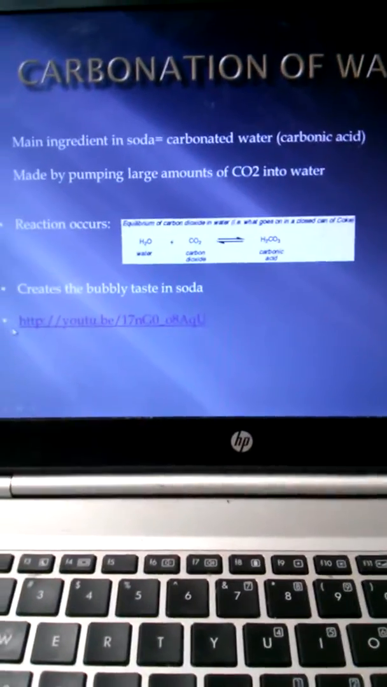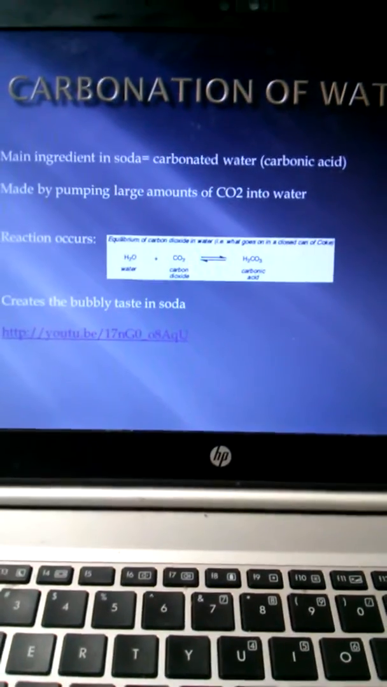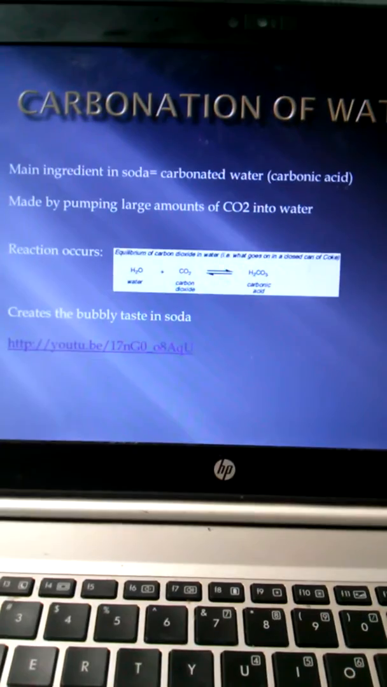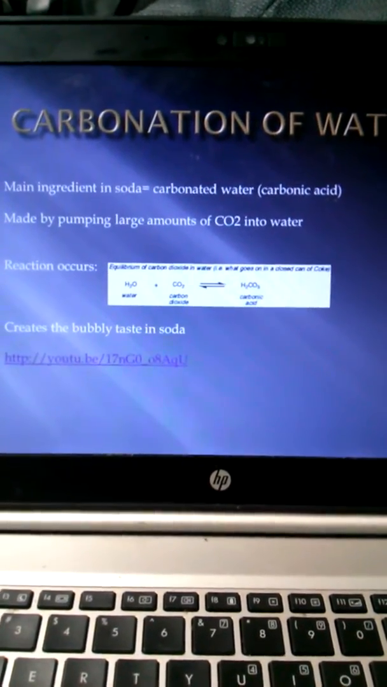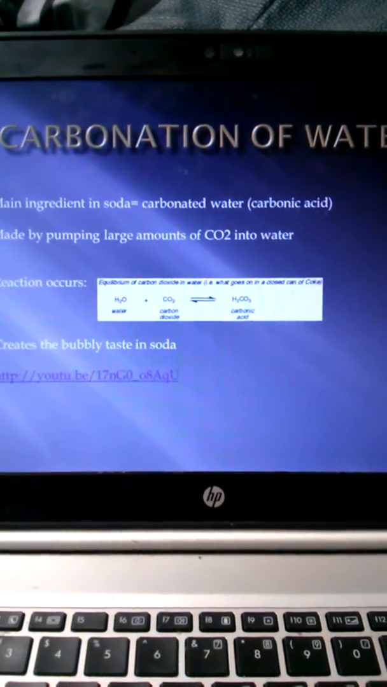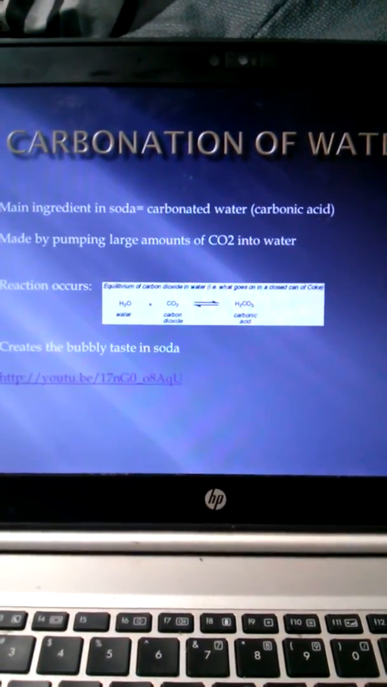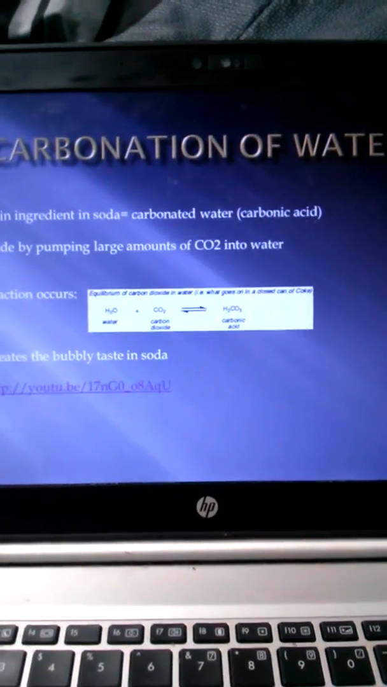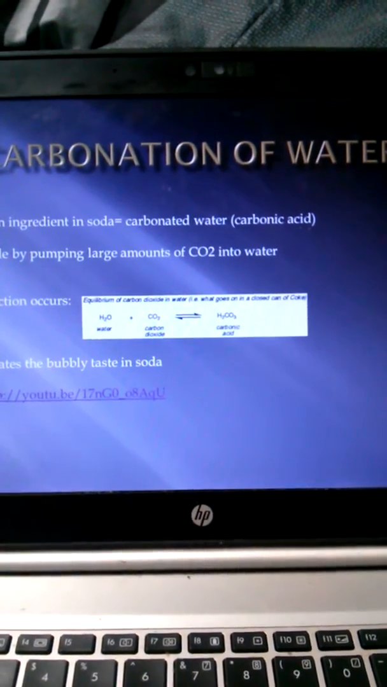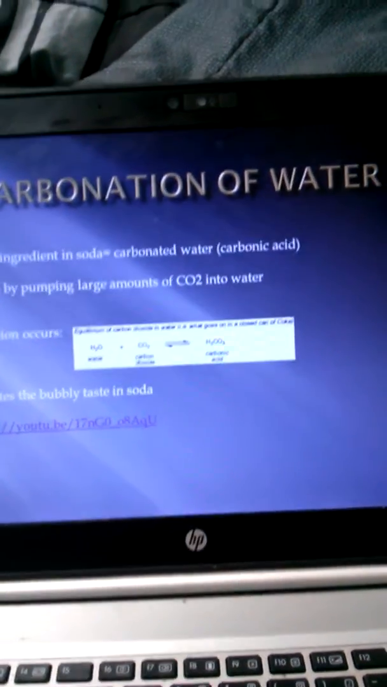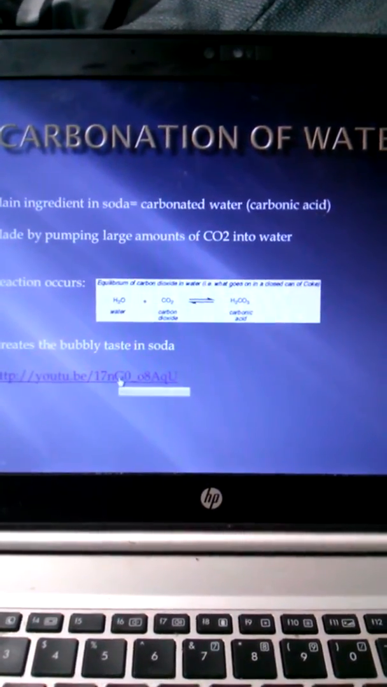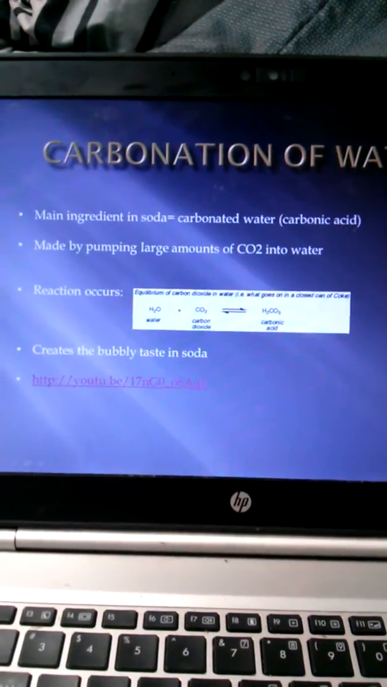So the main ingredient in soda is actually carbonated water. 94% of soda is carbonated water, and as mentioned above, the way you make carbonated water is by taking H2O and adding CO2, and this makes H2CO3. This equilibrium reaction occurs inside a closed soda can, and this is also what creates the bubbly taste in soda. So in this video that I will present to you, we will see what it is like to make carbonated water.